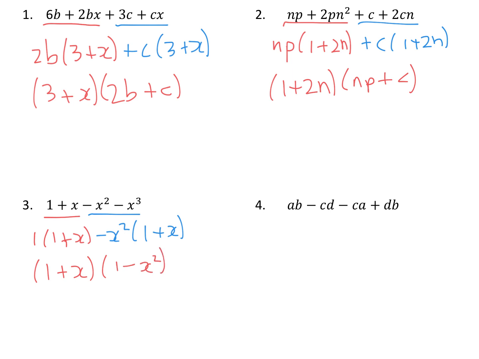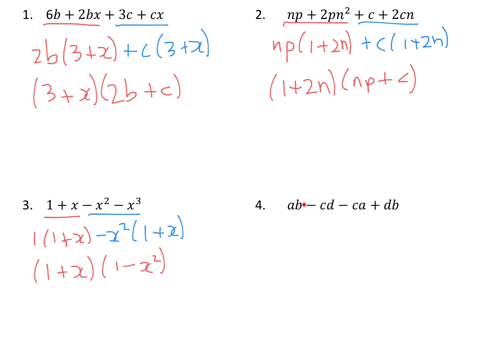Okay, and the last one, we've got AB minus CD and minus CA plus DB. I'm not underlining any of these because the first pair of terms don't have a common factor, and neither do the second pair of terms. There's nothing common. But overall, there are common letters there. So I'm just going to rejig this a little bit.